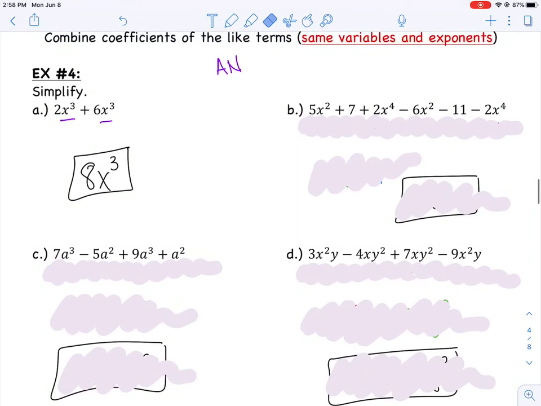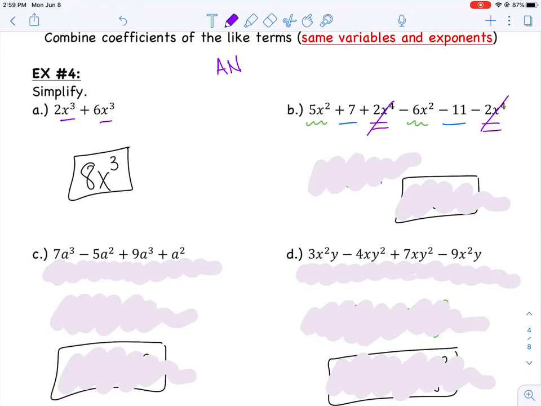I typically start with the highest exponent first, so I'm going to look for all of the x to the fourth powers. You notice here that we have a 2x to the fourth and a negative 2x to the fourth. Well, 2x to the fourth minus 2x to the fourth is really 0x to the fourth. So they kind of zero each other out. We normally don't write 0x to the fourth, we just don't write anything.